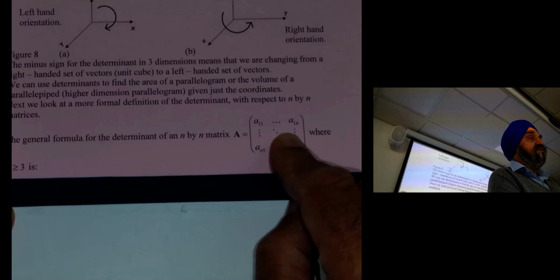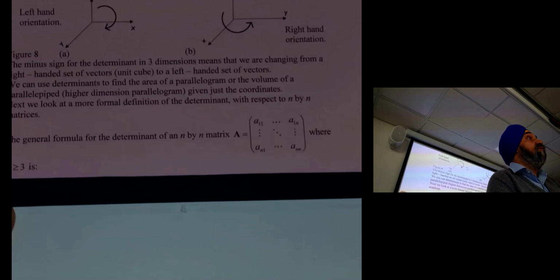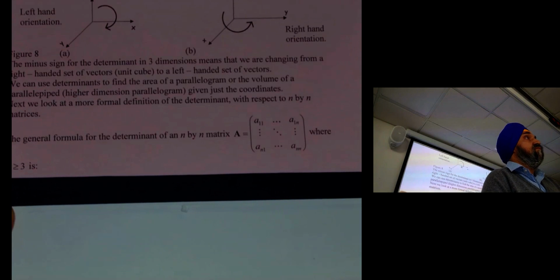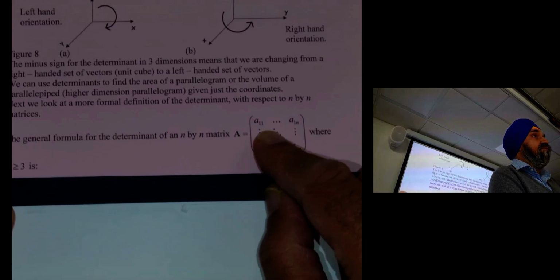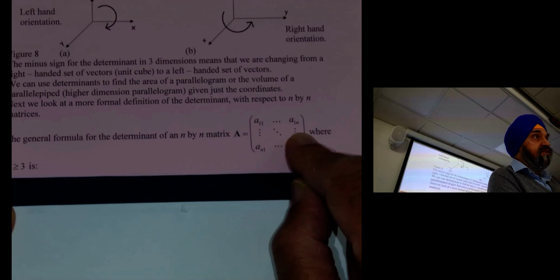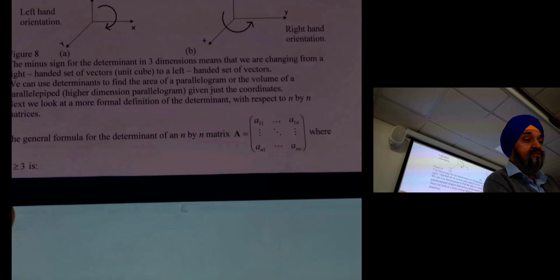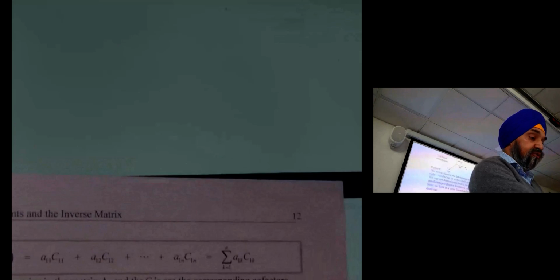A times cofactor of A plus B times cofactor of B plus C times cofactor of C. What do you think it's going to be now? Yeah, it's going to be A11 times the cofactor of A11, plus A12 times the cofactor of A12, plus A13 times the cofactor of A13, and so on, all the way to A1n. So your formula is given by that.